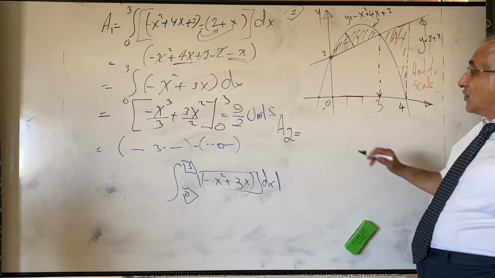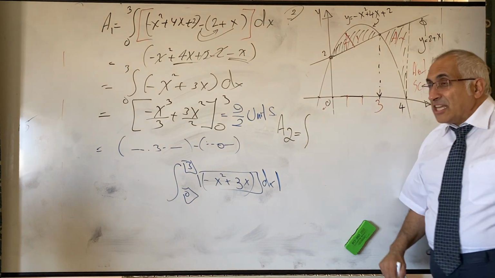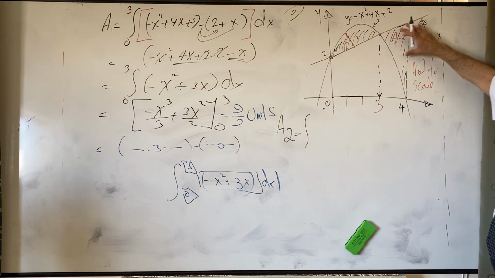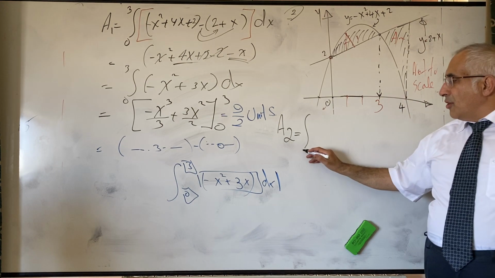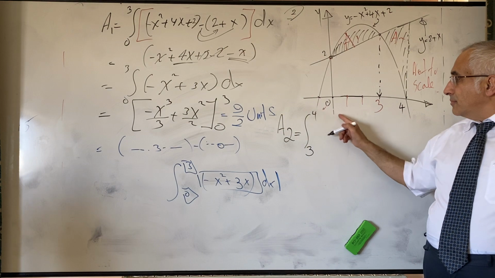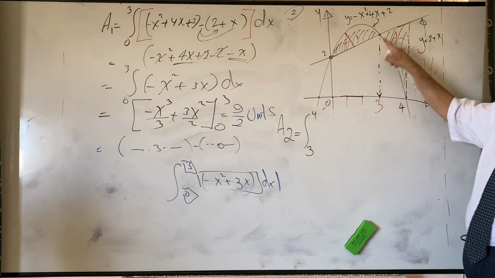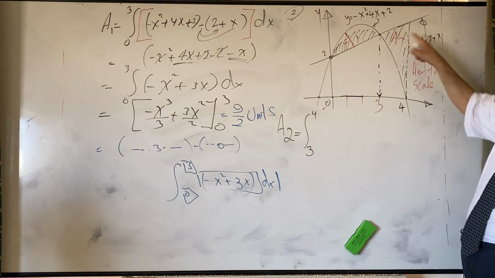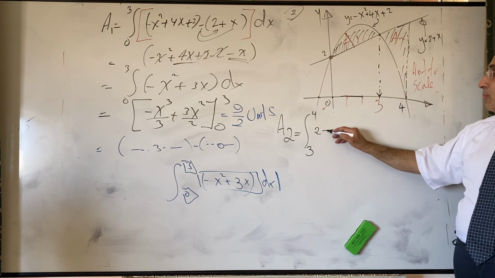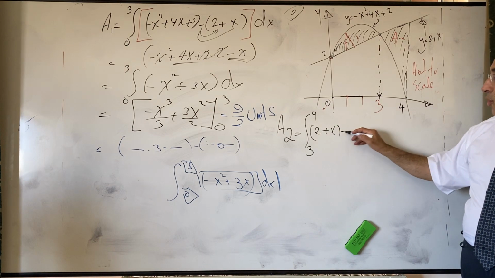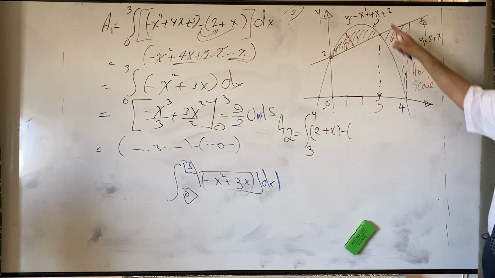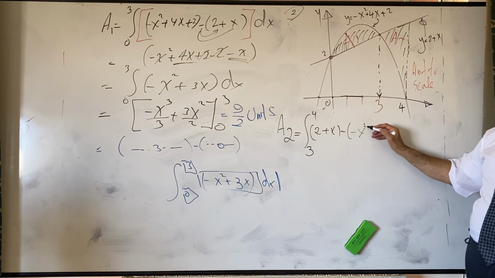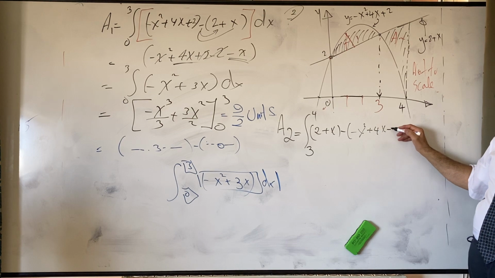It's very easy. So, ladies and gentlemen, my second region, it can go all the way, but I stopped it here from 3 to 4. So I'm going to go from 3 to 4, all right? Who's on the top from here to here? The straight line. What is its equation? 2 plus x. Who's at the bottom? The curve, whose equation is minus x squared plus 4x plus 2.